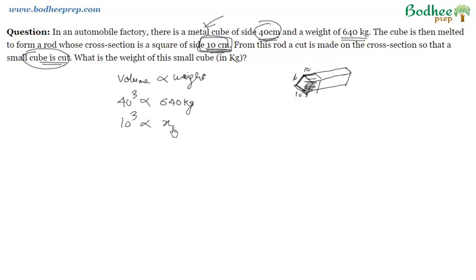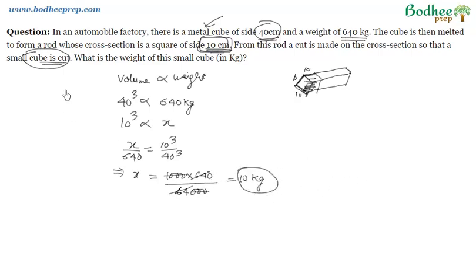So it's simple, we divide these two equations, so we get that x upon 640 is equal to 10 cube by 40 cube. So with this we get the value of x to be equal to 1000 into 640 divided by 40 cube, which can be written as 4 cube, which will be 64 followed by 3 zeros. So these 3 zeros go out, 64 goes out, so the answer is 10 kg. So the final cube which is cut will have weight of 10 kg.